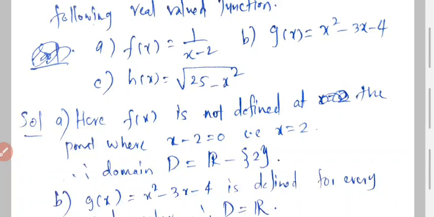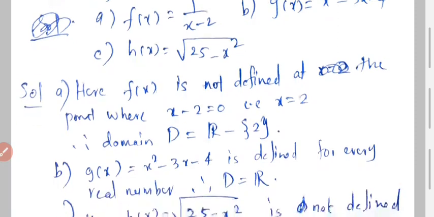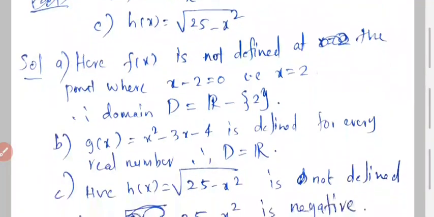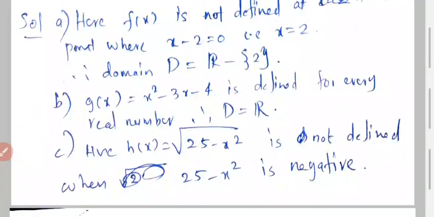Understood? So if it is not defined on those points, you have to remove those points and write the domain accordingly. For example, here f of x equal to 1 by x minus 2. Note that in the case of 1 by x minus 2, where the denominator is 0, we can't define that function, right? So x minus 2 is 0. So what happens when x minus 2 is 0? x equal to 2. So you have to exclude the point x equal to 2 in the domain. So our domain is what? Real numbers minus 2. Okay, R minus 2.